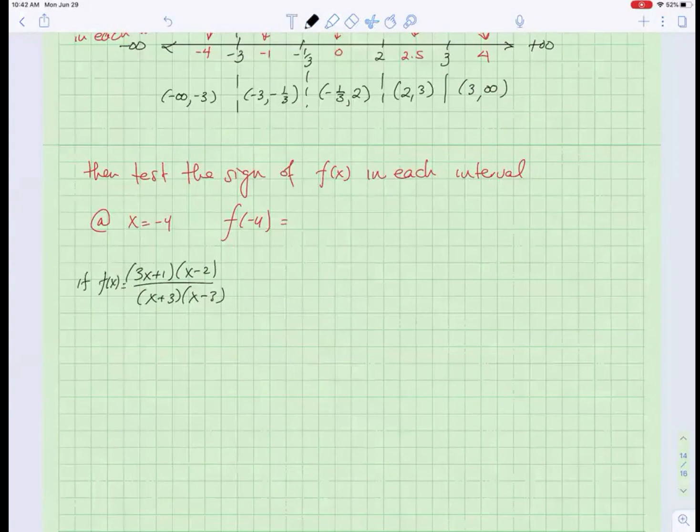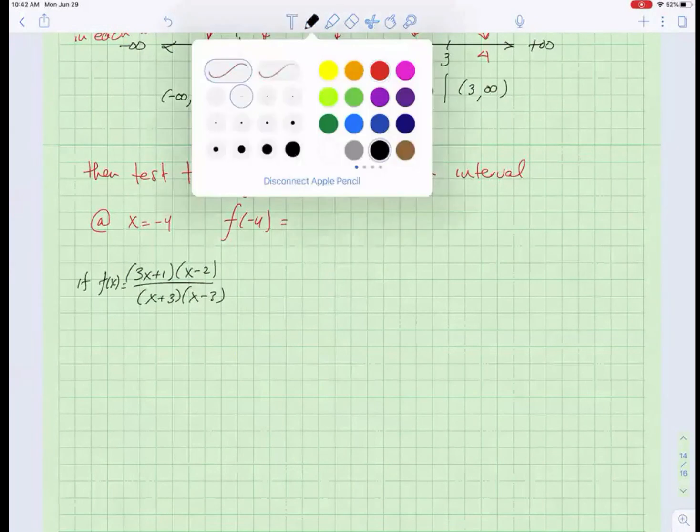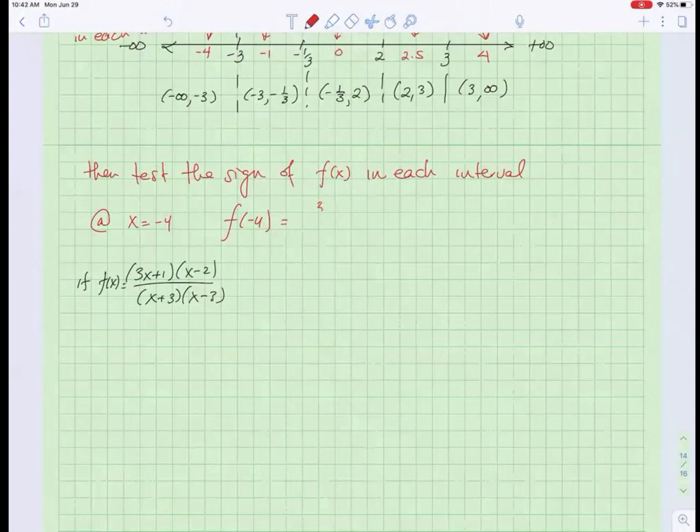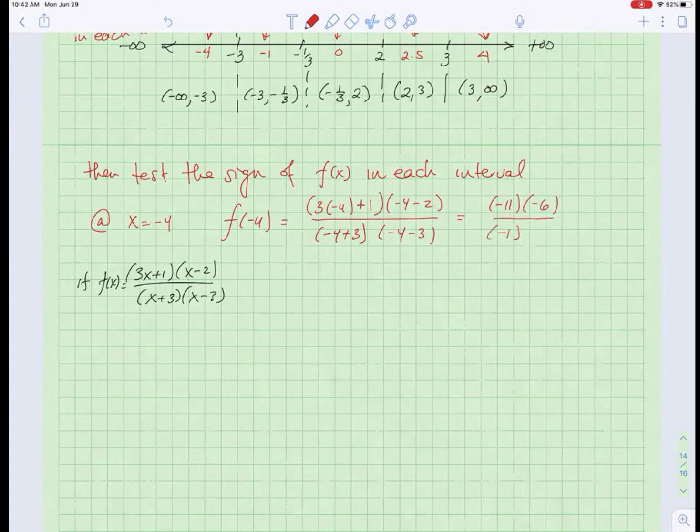If f of x equals this expression, then f of -4 is 3 times -4 plus 1 times -4 minus 2 over -4 plus 3 and -4 minus 3. And if you want to be thorough, you can. This is going to be -12 plus 1. This is -11. This is -6. And this is -1. And this is -7.